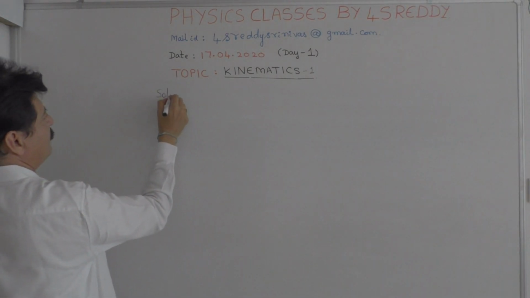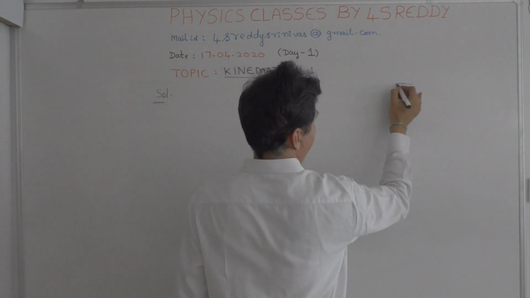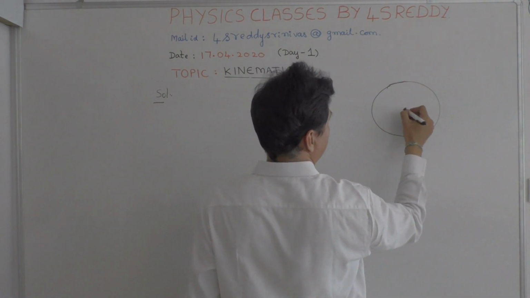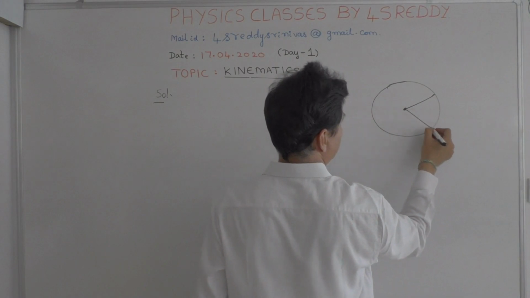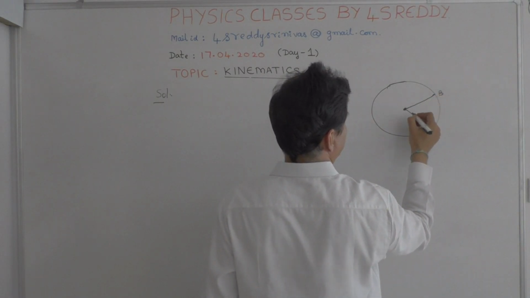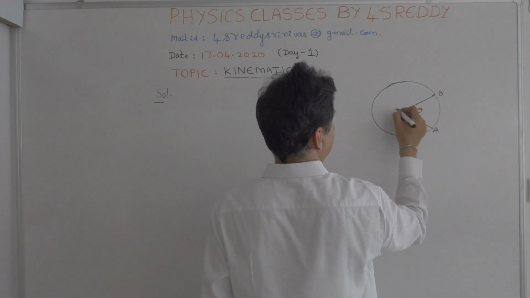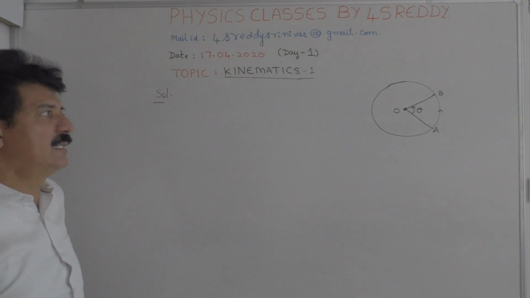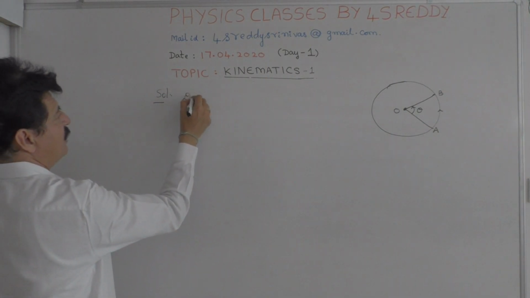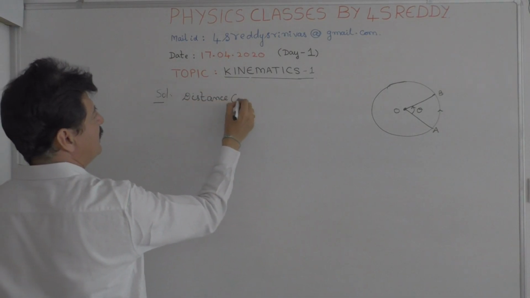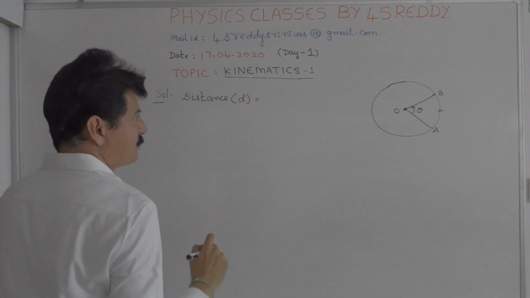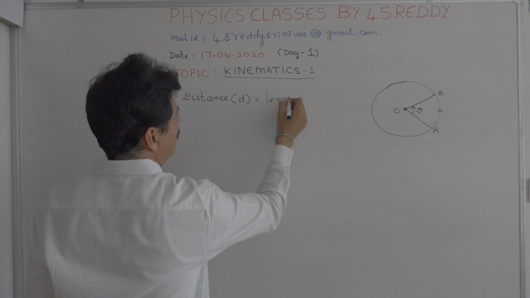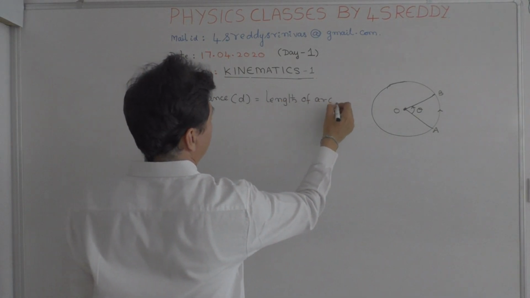Now the solution for that. If you can observe, if this is the circle, at any instant the particle travels from A to B. The radius vector makes an angle theta at the center O. Therefore, first of all, if you want to find the distance, it is simply nothing but the length of the arc AB.